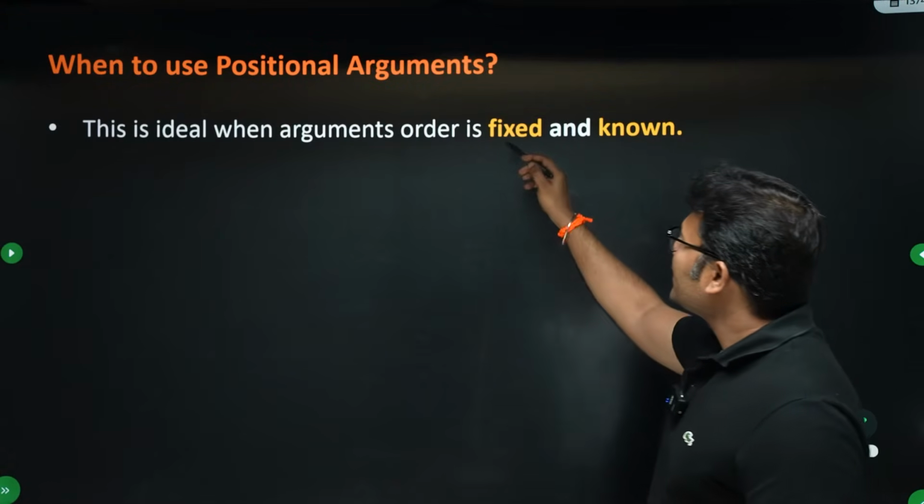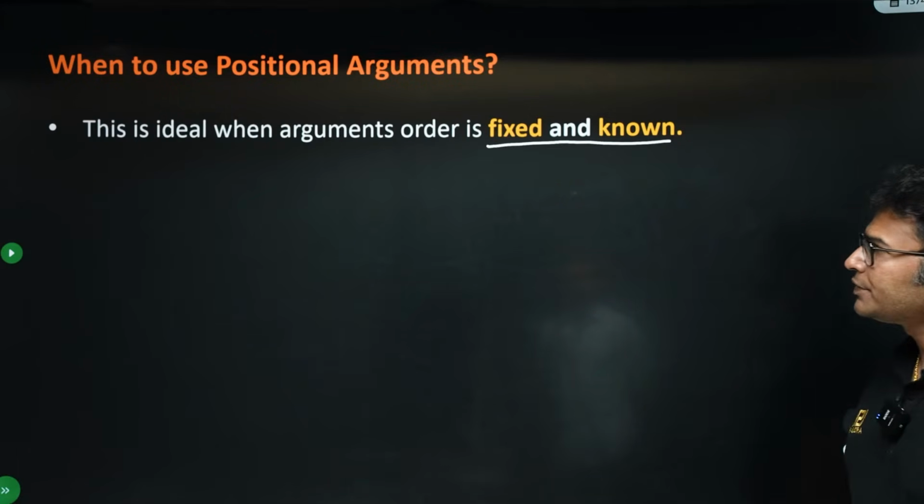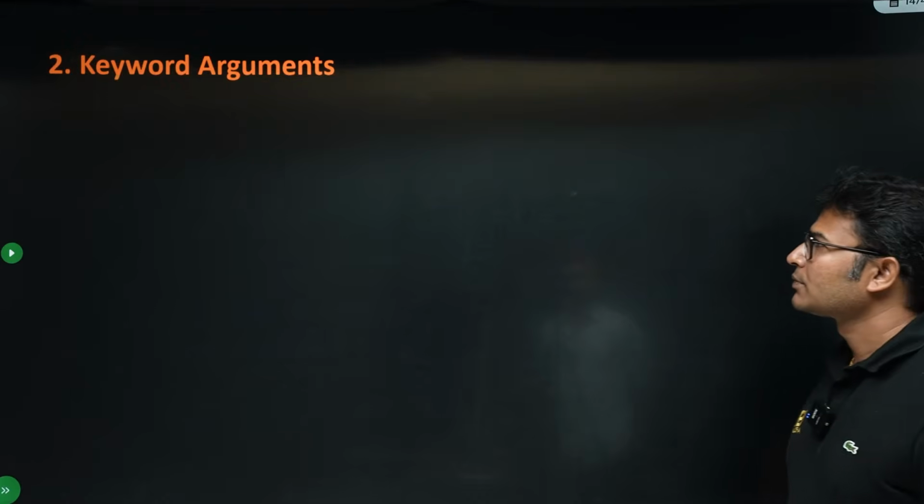So when we know how many arguments have to be passed and what their values are, then positional arguments are the best option, okay?